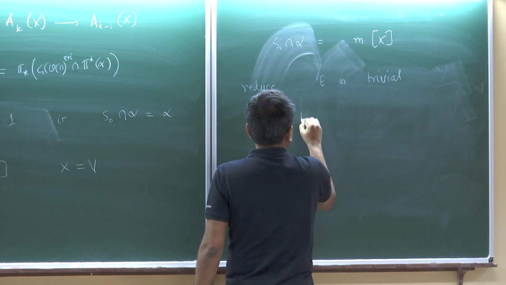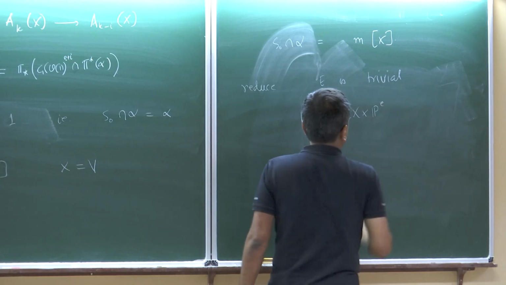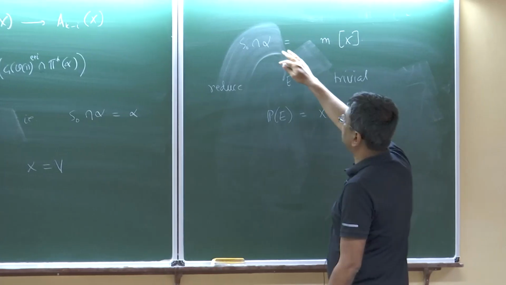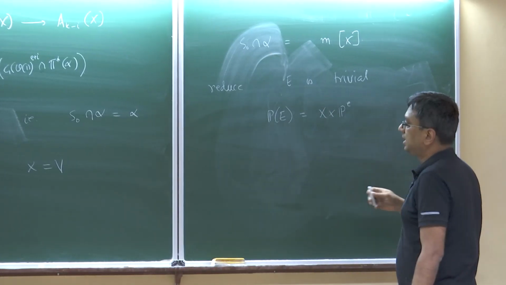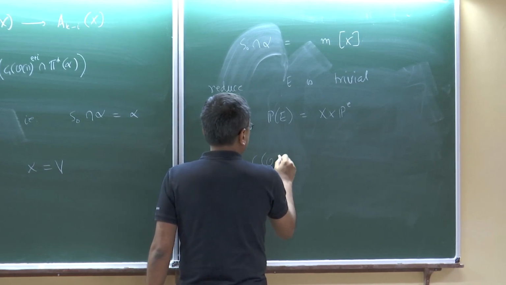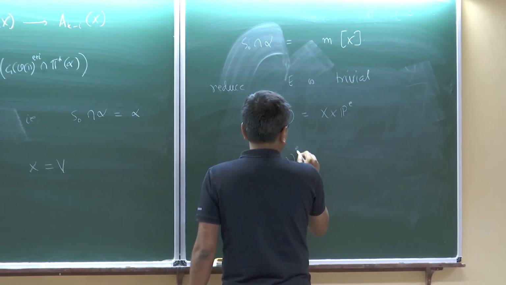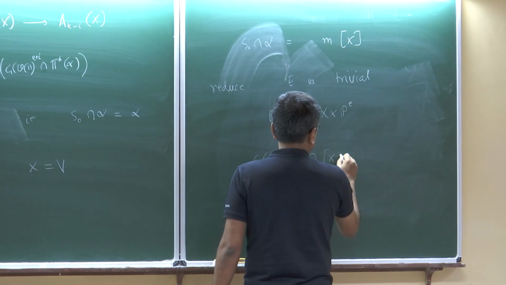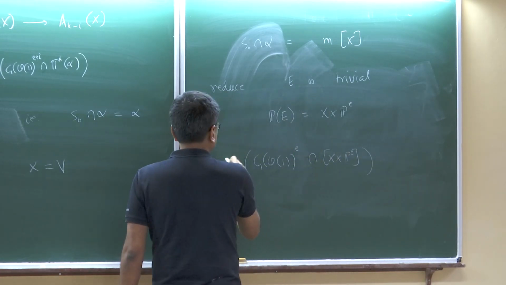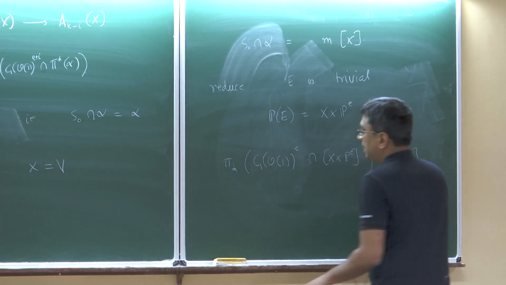So in that case, my P(E) is actually X cross P^e, and now my α is of course [X]. Then this boils down to saying that if I look at c_1(O(1)) on this X cross P^e, then that to the power e, cap with the fundamental class, and then push forward with π, this is equal to [X]. So the m is equal to 1.